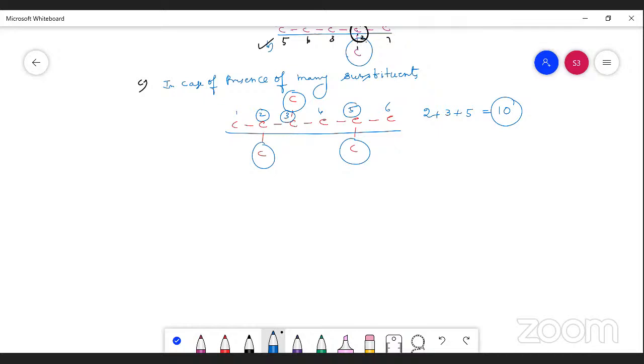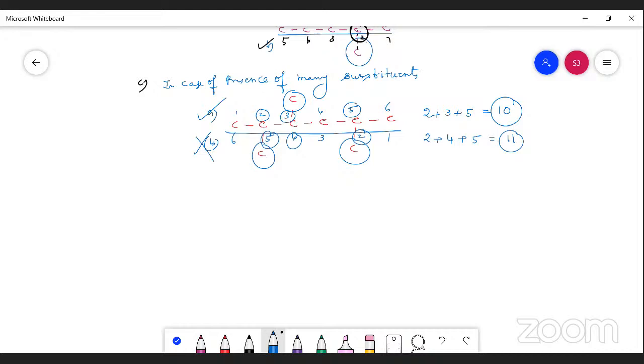If you give the numbering from right to left, 1, 2, 3, 4, 5, 6, in that case, at second carbon, at fourth carbon, and at fifth carbon. So what are the positions? 2 plus 4 plus 5. So what is the total value? 11. Which is the least value? 10 is the least value. So this is the correct numbering, and this numbering is wrong. So that is according to the lowest number. Okay, this is the correct numbering.